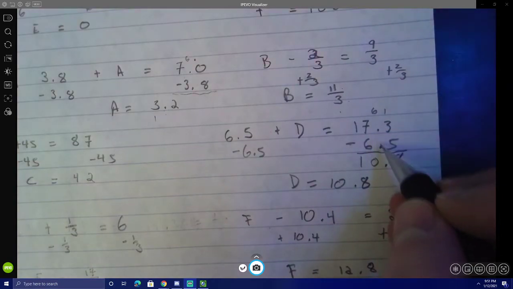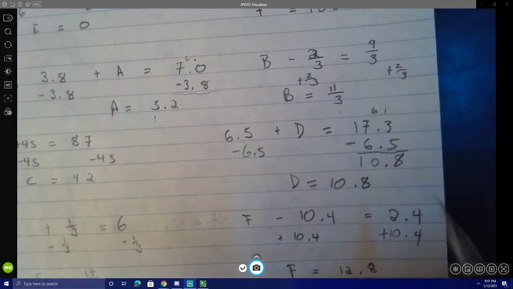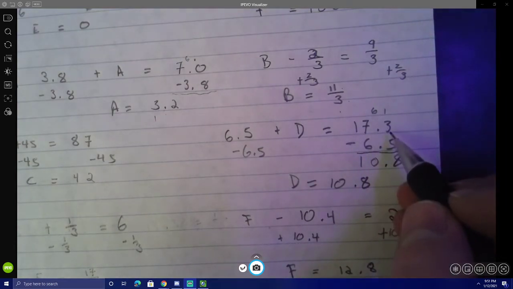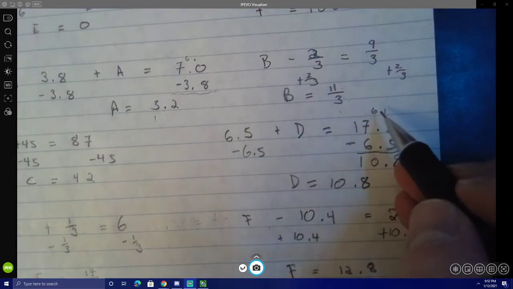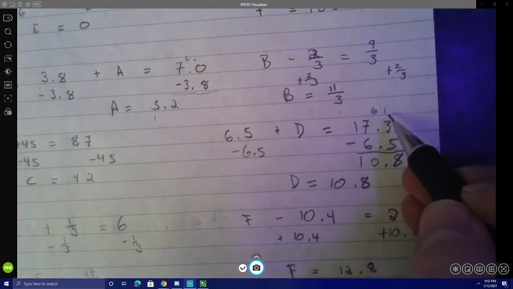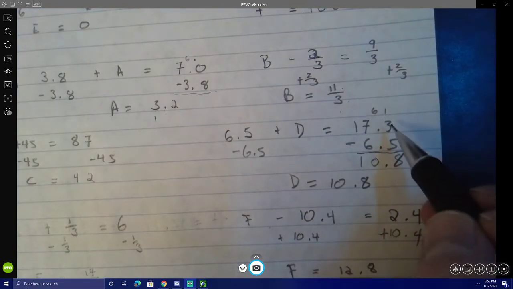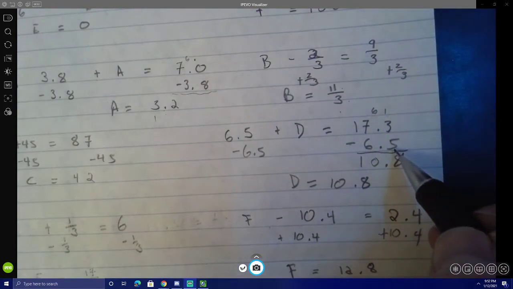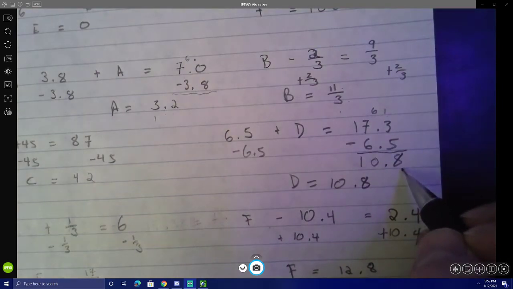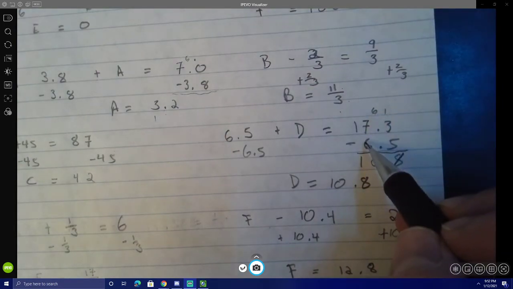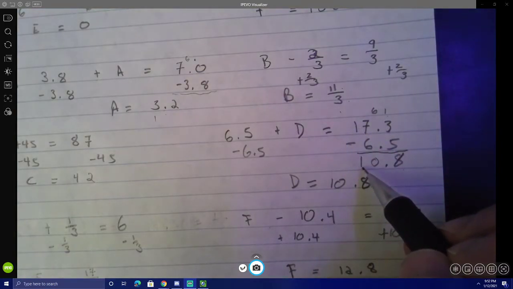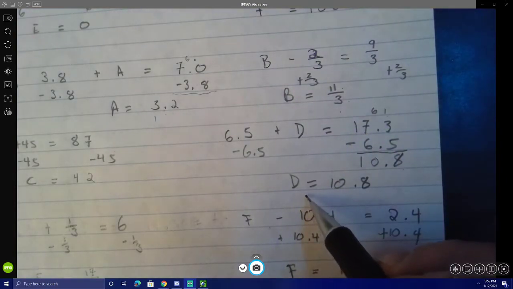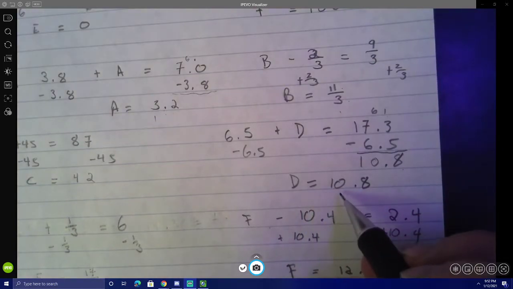Remember, when you're subtracting decimals or adding decimals, you want to line up your decimal points. Here I have 0.3 minus 0.5. I know I'm going to need to borrow from my 7, so I cross out my 7, turn it into a 6, and carry a 1. That leaves me with 13 minus 5, and that leaves me with an 8. I'm then left with 6 minus 6, that's a 0. Then I'm left with 1 minus 0, and that's a 1. That leaves me with the value of d is equal to 10.8.